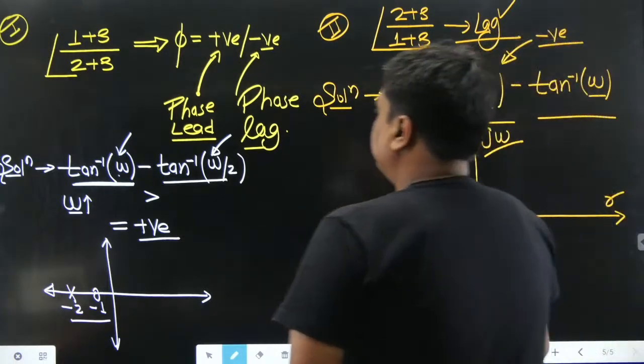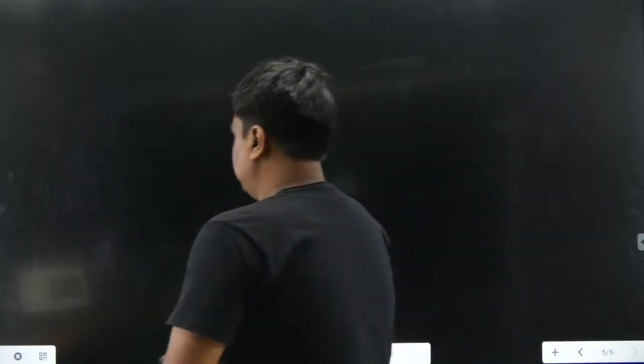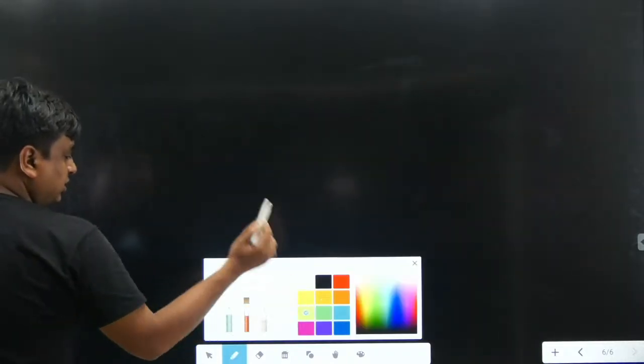So I think the concept must be getting cleared to each one of us. In the same sequence, let me move forward and take the next question. Here goes the next question. Which color? This color I will be choosing. Let's take the next question.